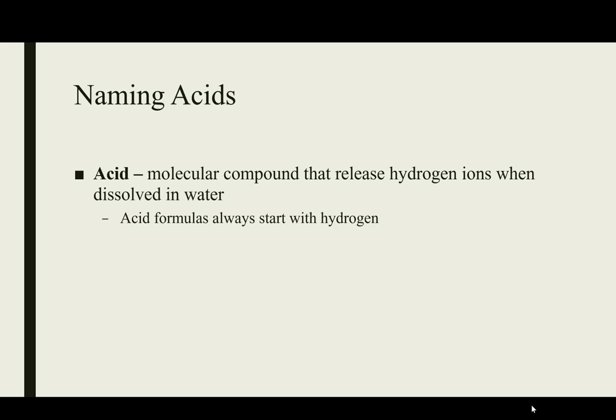Naming acids is the last type of naming that we are going to cover. The definition of an acid is a molecular compound that releases hydrogen ions when dissolved in water. The way that you will recognize an acid is that acids always start with hydrogen. So any chemical formula that starts with hydrogen is classified as an acid.